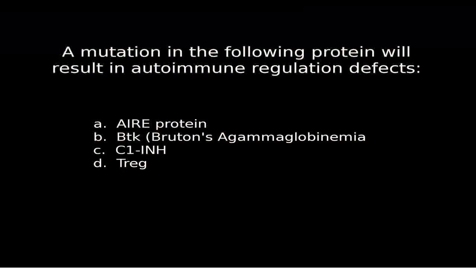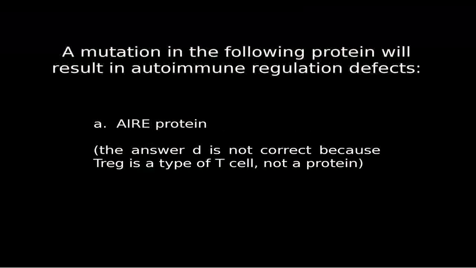Number 7 is, a mutation in the following protein will result in autoimmune regulation defects. And that is going to be, as we discussed, A, the AIRE protein, because that's the one that shows the T cell all the different tissue types of the body. If it doesn't have that, it will be autoreactive potentially.